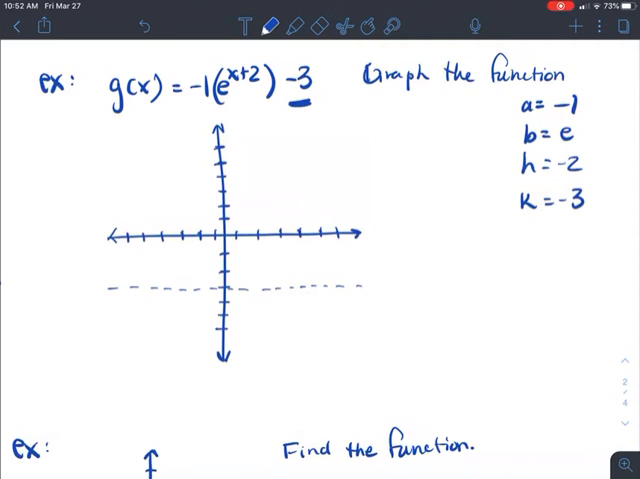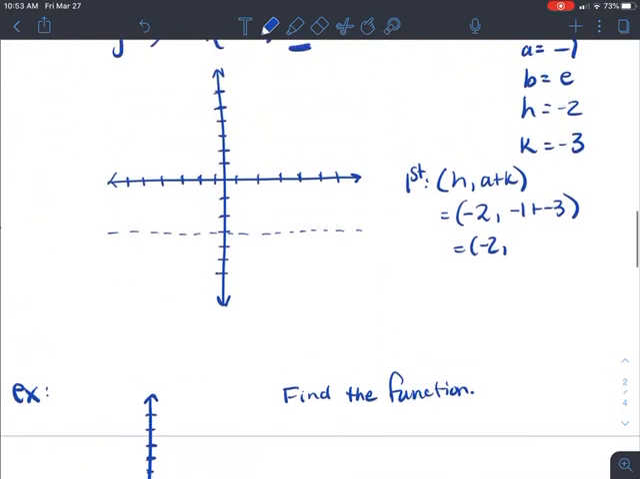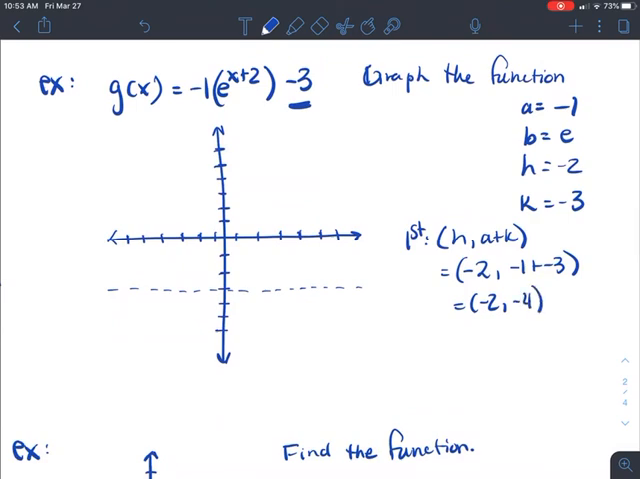So I'm going to plug in my values for the first reference point. My first reference point is h comma a plus k, which is negative 2 comma a is negative 1 plus negative 3, which gives me negative 2 comma negative 4. Sorry, my hand is on the screen. Negative 4.